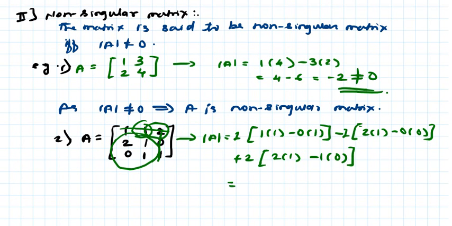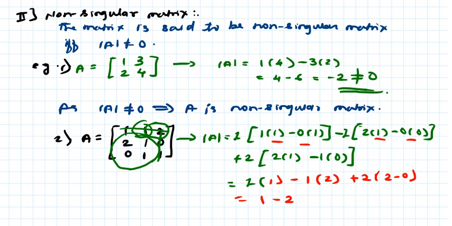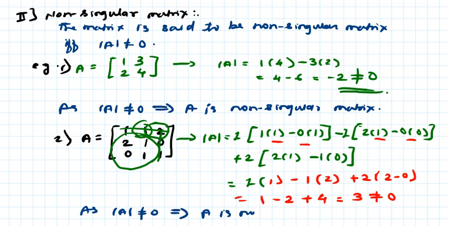Solving this, you will get 1 into 1 minus 0, that is 1, minus 1 into 2 minus 0, that is 2, plus 2 into 2 minus 0. So this will be 1 minus 2 plus 2 into 2, which is 4, so this will be 3, which is not equal to 0. As the determinant of the matrix is not equal to 0, this implies A is a non-singular matrix.